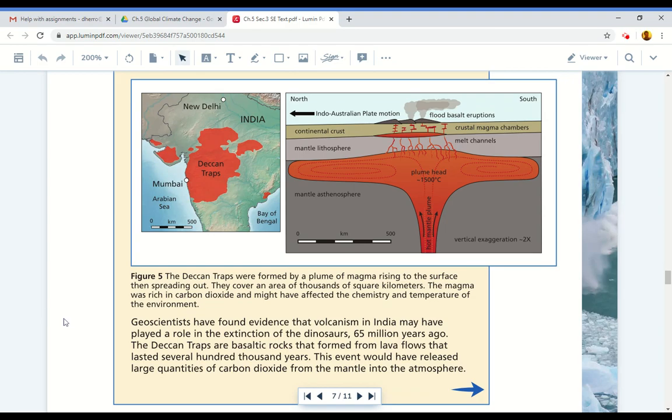Geoscientists have found evidence that volcanism in India may have played a role in the extinction of the dinosaurs 65 million years ago. The Deccan Traps are basaltic rocks that formed from lava flows that lasted several 100,000 years. This event would have released large quantities of carbon dioxide from the mantle into the atmosphere.